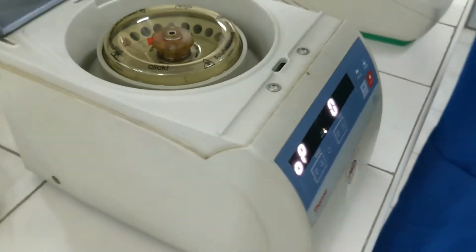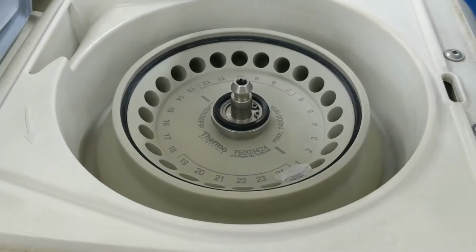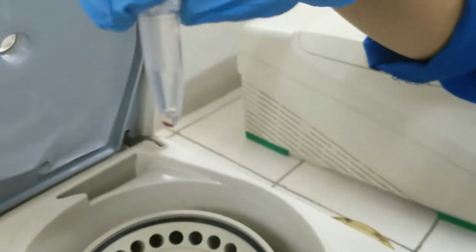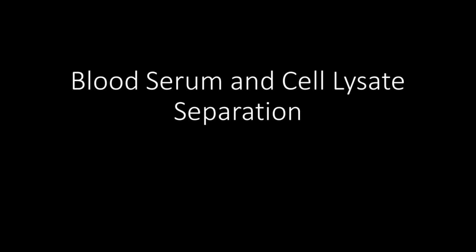Now that we're done with the centrifugation of our blood sample and we have the pellet and the serum, we may now prepare separately our samples for the proteins, the blood serum, and the cell lysate.